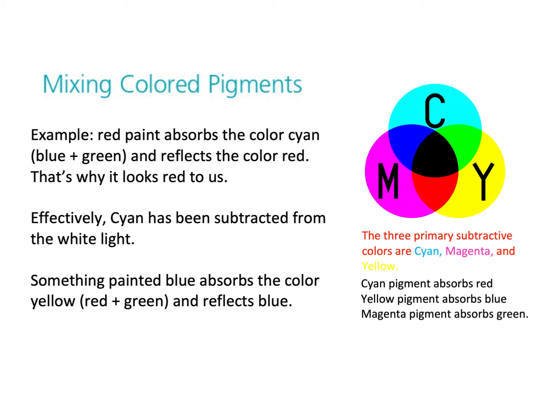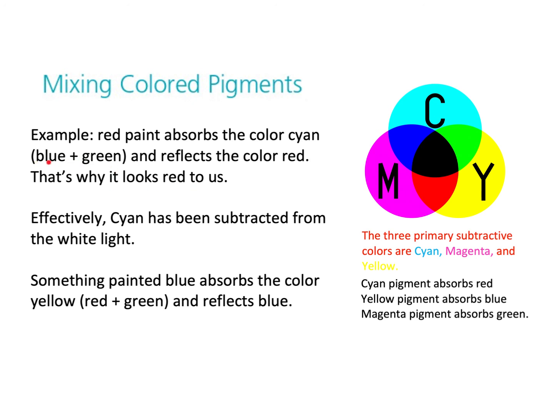Now, how does this work? Let's look at our example over here. So our example says red paint absorbs the color cyan. And remember, with regular colors, cyan is made up of blue plus green. And so you've got white light incident on the red paint, and it's absorbing the blue and the green, and it's leaving the red, which gets reflected. And so that's why the red paint looks red to us.